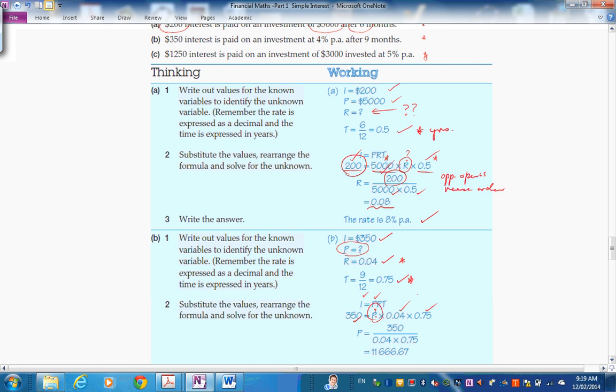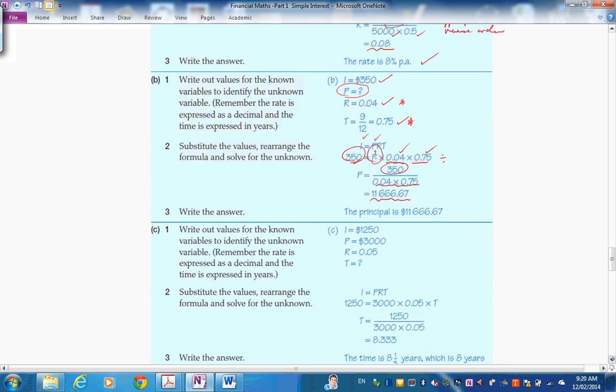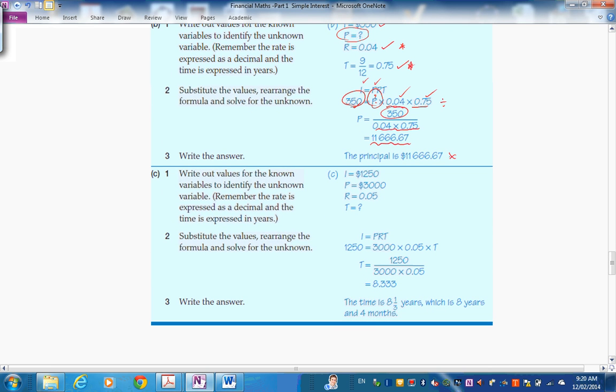So to get P back again, when it was multiplied by these two, we got this answer here. So to find out what P was, let's divide by those. That's 350 divided by 0.04 times 0.75. So the amount you would have had to invest was $11,666.67. So that in 9 months at 4%, you would have gotten that interest payment. Writing the answer here is a good idea, not just putting P. P is our mathematical language. We want the actual language within the banking industry, and that's the principal.